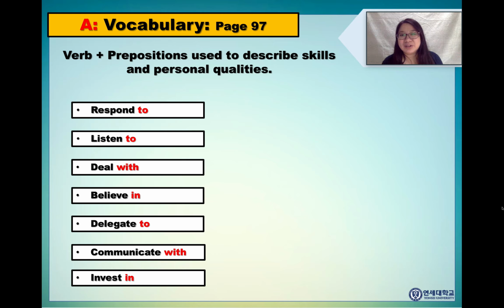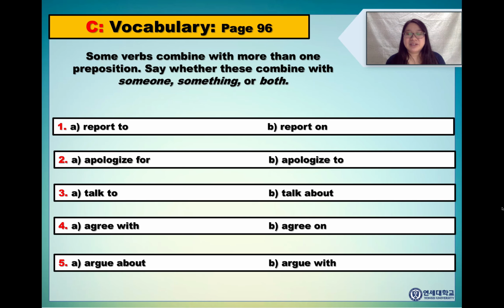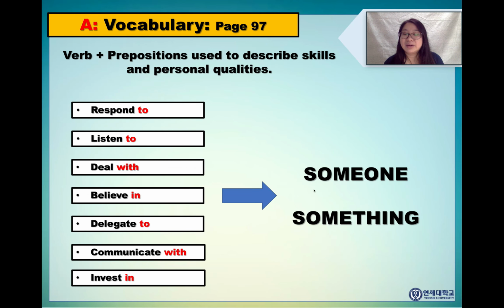Whenever we use a verb and preposition, we always use it with someone or something. Listen to someone, deal with something. However, some verbs combine with more than one preposition. Take a look at these verbs. For example, report to and report on. When we change the preposition, the object of the verb will change. Okay? Can be someone or something.